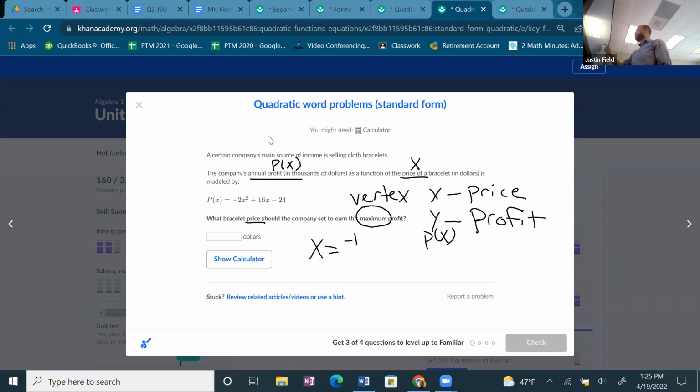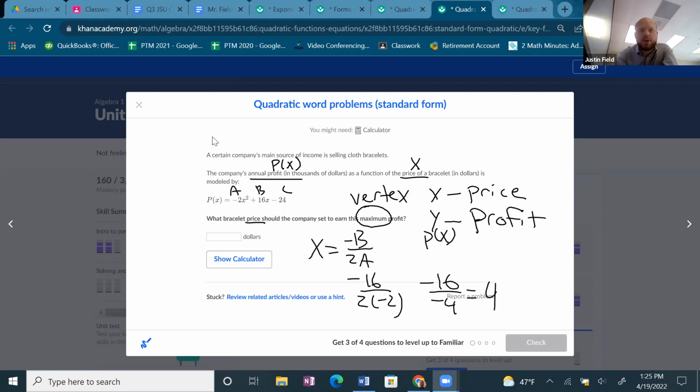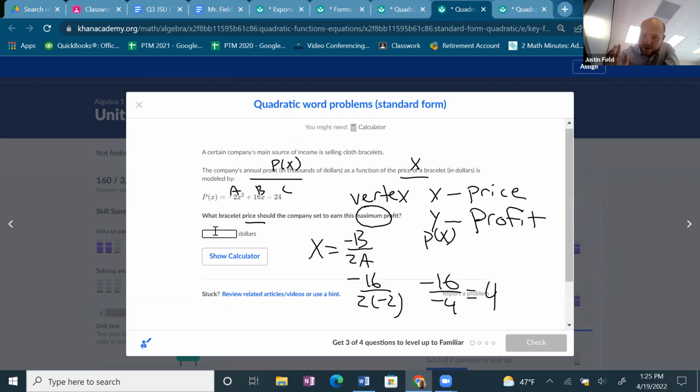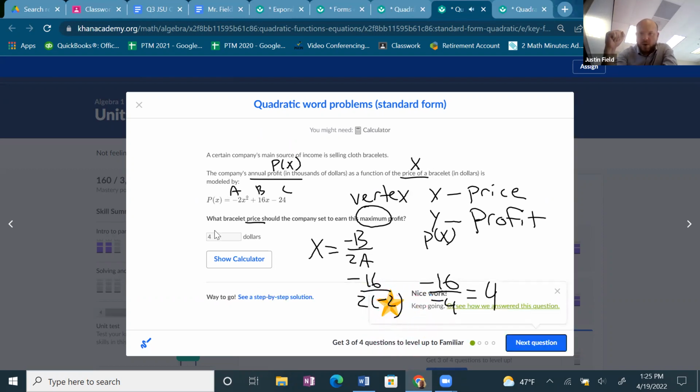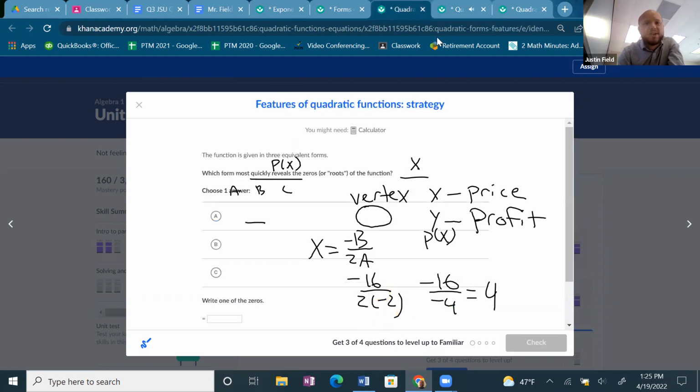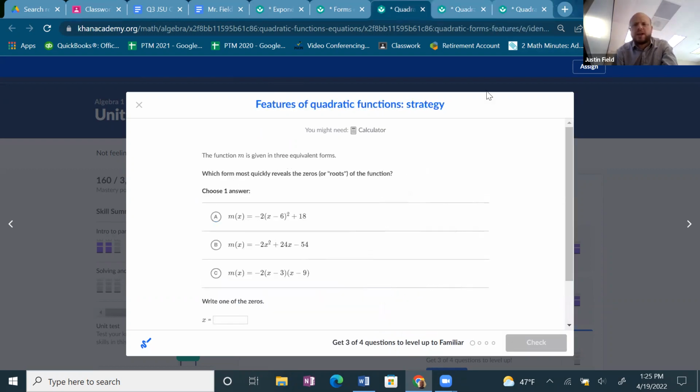No problem. That's negative b over 2a, which in this case would be negative 16 over 2 times negative 2, because of our a, b, c. So that's negative 16 over negative 4, which is 4. So the price that they should set to earn the maximum profit, according to my calculations, is 4. All right, 2 for 2. But even if I get one wrong, it's okay.